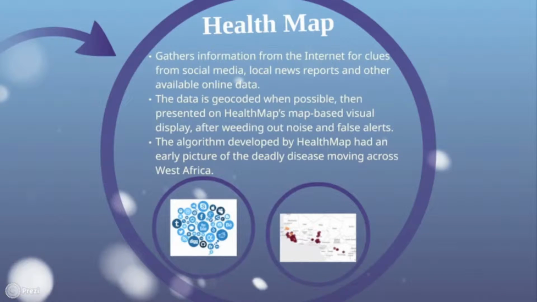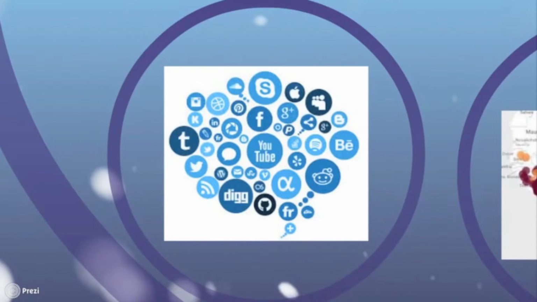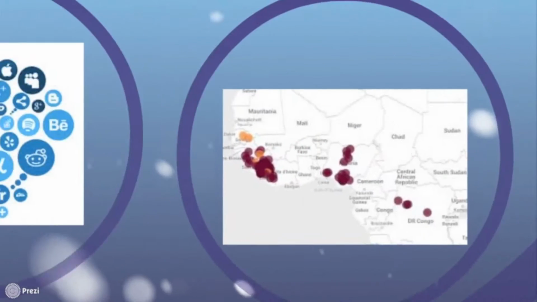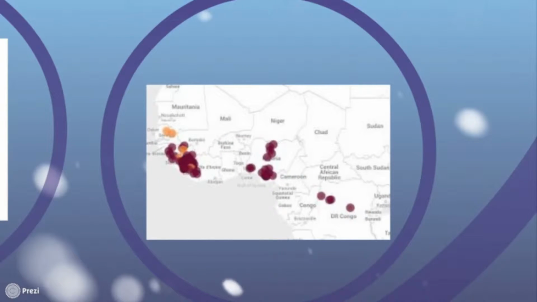Now, let's get to HealthMap. HealthMap scours the internet for clues from social media, local news reports, and other available data online. The algorithms developed by HealthMap had an early picture of the deadly disease moving across West Africa. A combination of the use of the Android app, Facebook, and Twitter were instrumental in Nigeria's fight to contain the Ebola virus. Using information from social networks, HealthMap produces results shown in this diagram, where they can indicate areas which showcase potential outbreaks of Ebola.